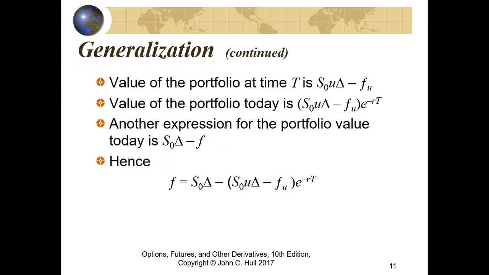Also, we have another expression for the portfolio value today, which is S0 times delta minus F, right? If I want to construct the portfolio today, I will pay S0 times delta minus the premium I received from shorting the option. Now, these two must be equal, which is S0 delta minus F is equal to S0 U delta minus FU times e to the power of minus RT. If they don't equal, then we will have an arbitrage opportunity. Doing some arrangements, we will reach that F is equal to S0 times delta minus the value of the portfolio discounted at time T.